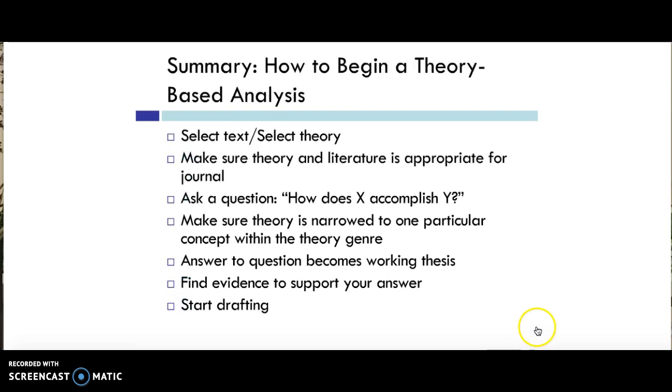So how do you begin a theory-based analysis? Well, first you select the text and the theory. Again, the theory may come first or the text may come first. It just depends on the situation. But you want to make sure that both are appropriate for your journal. Next, you ask questions. Make sure your questions reflect the narrow concept that you've selected from your theory. Review the literature in the theory and start finding answers to your question. Develop a working thesis and find evidence to support this thesis, then start drafting.